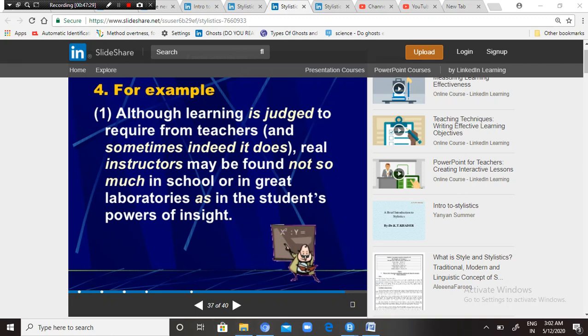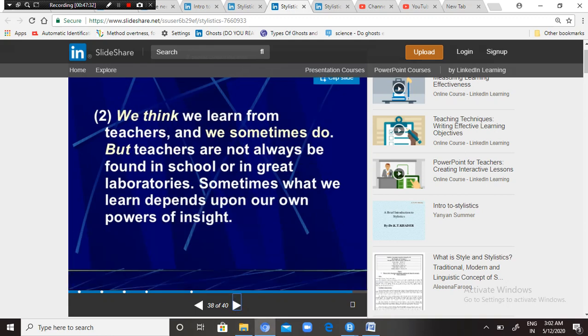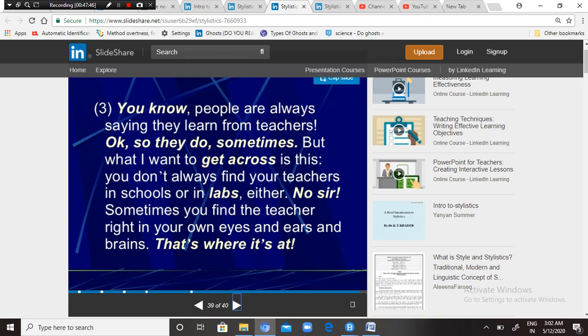Next we watch the example. Here's the example: we think we learn from our teachers, as we sometimes do, but teachers are not always to be found in a school or in great laboratories. Sometimes what we learn depends upon our own power of insight. People are always saying that we learn from a teacher, and so we do sometimes, but what I want to get across is that you don't always find your teachers in the schools or in the labs. Sometimes you find the teacher right in your own eyes and ears and brain. That's where it is.